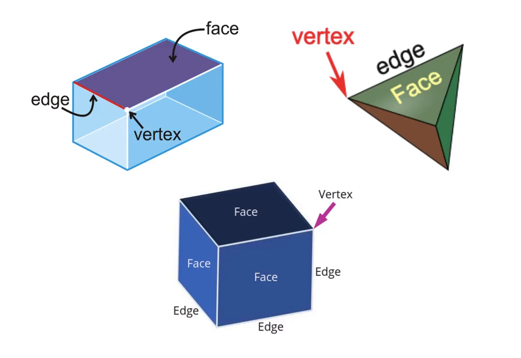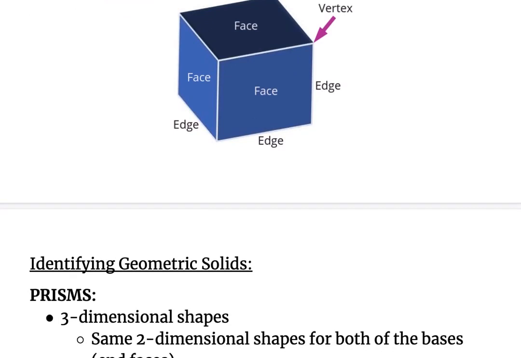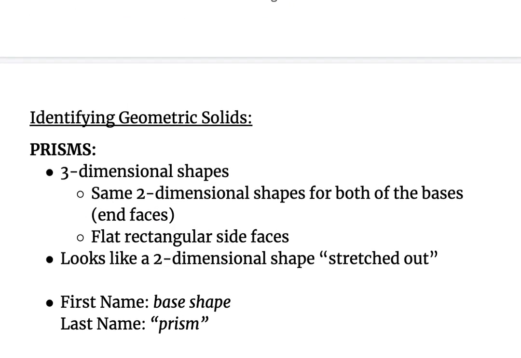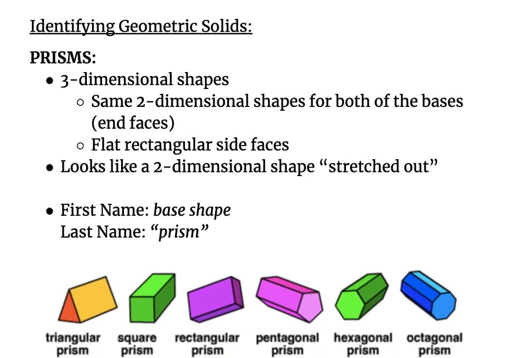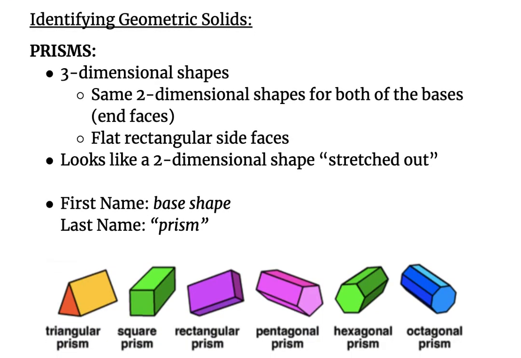Okay, and then when we talk about geometric solids, there's three main families of geometric solids. The first family we're going to talk about is called the prisms family. These are three-dimensional shapes, and here are some examples of prisms. Something you probably noticed is that they kind of look like they're stretched out shapes. So you'll see that they have the same two-dimensional shape for both of the bases, the end faces. So here's a triangle for this end, and then there's actually another triangle on the other end. You just can't really see it.